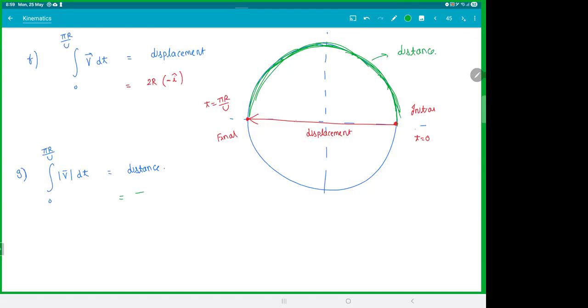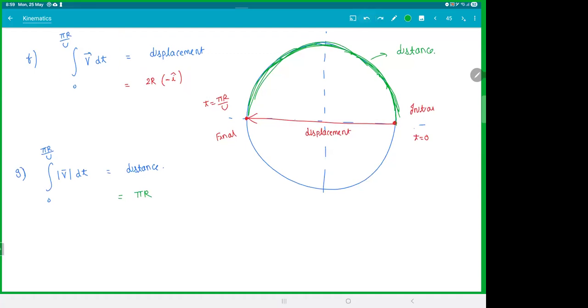Which is pi r. Easy. Understood the meaning of that? Putting a mod. If you had kept a mod here, the answer would have been mod of this, which would have been 2r. So putting a mod inside the integral or outside the integral changes the whole meaning.